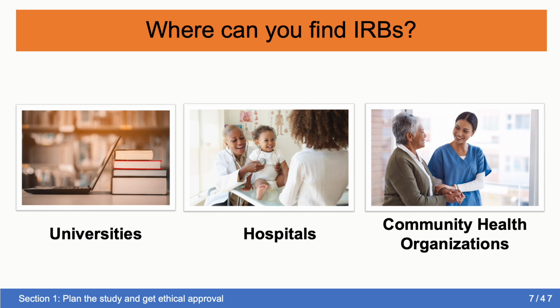Researchers must work with an IRB to conduct a research study. This way, the IRB can make sure that researchers are treating their participants ethically and keeping their information safe. Research universities and hospitals usually have IRBs. Some community health organizations also have IRBs. The government has a database of all approved IRBs in the U.S.